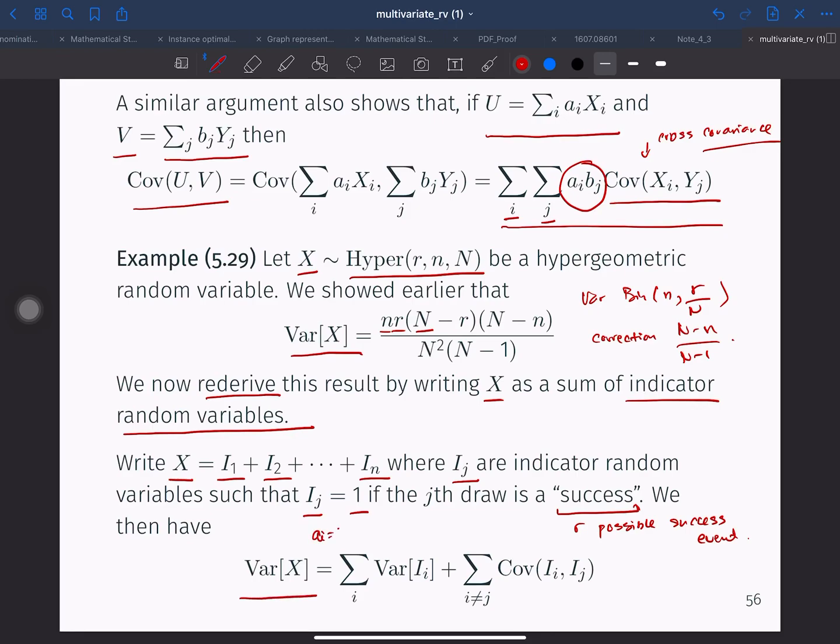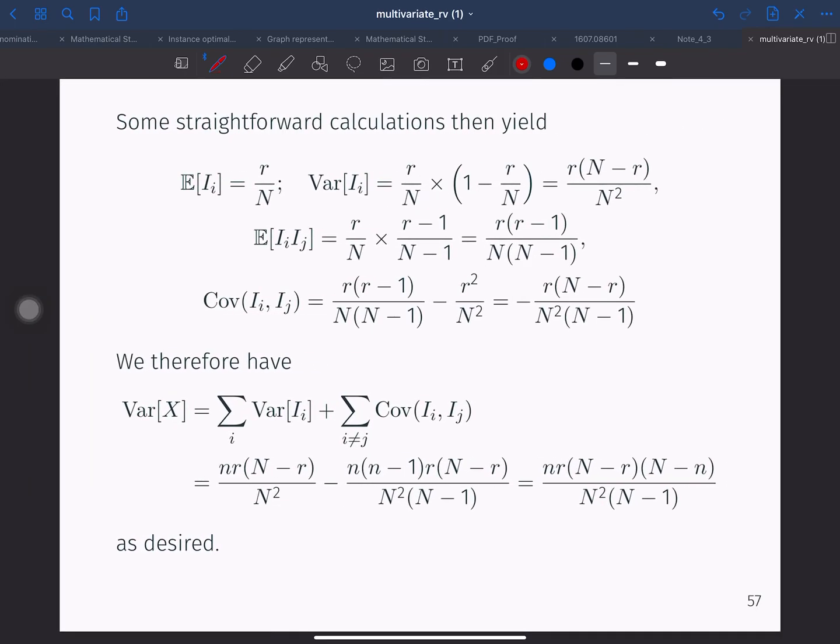that can be, in this case, ai is equal to 1 for all i. So the first part is just the sum of the variances, and the second part is now the sum of the cross covariances. Because the I are indicator random variables, their variance is easy to calculate. The expected value of Ii, the ith indicator random variable, is simply R over capital N, because there are R successes out of N trials, even though the sampling is without replacement. But that doesn't matter. So it's just a Bernoulli trial, so the expected value is R over N, and the variance is, by the Bernoulli, P times 1 minus P, which is R over N times 1 minus R over capital N. And you can simplify it out to be this quantity.